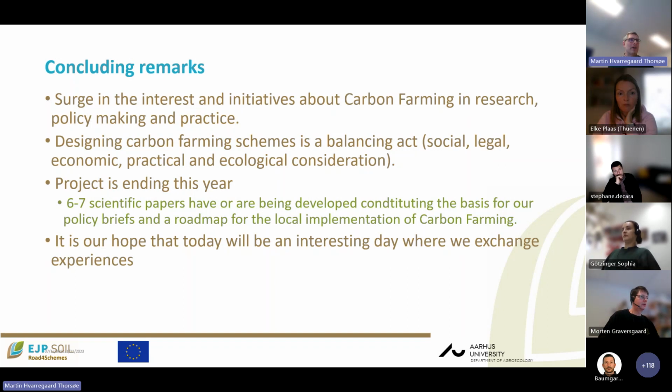And we can also say that carbon farming scheme design is a very careful balancing act. There's various social, legal, economic, practical, and ecological considerations involved. And that's also why we have seen a plethora of different design options, as you can also see later in the day.